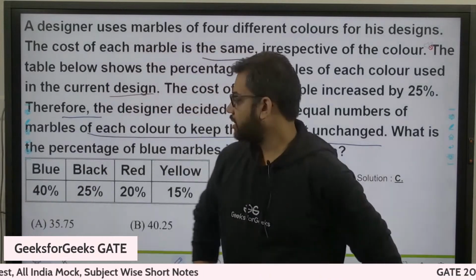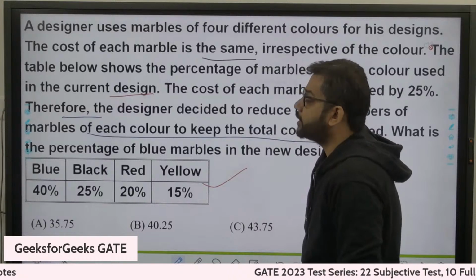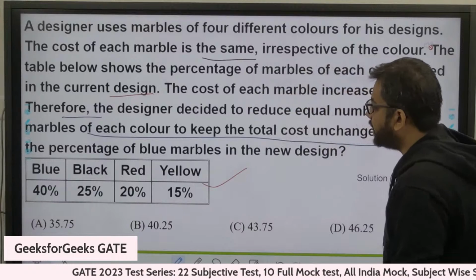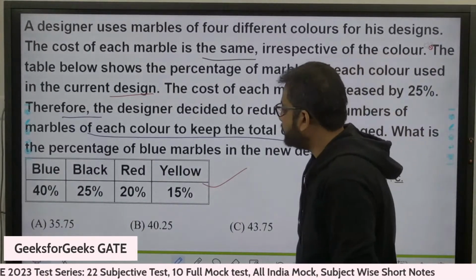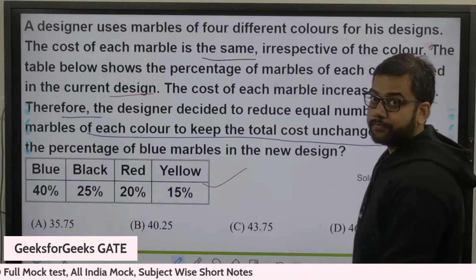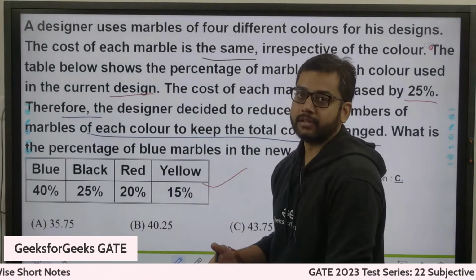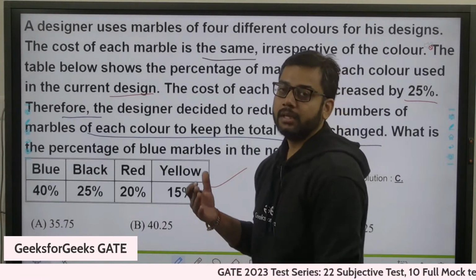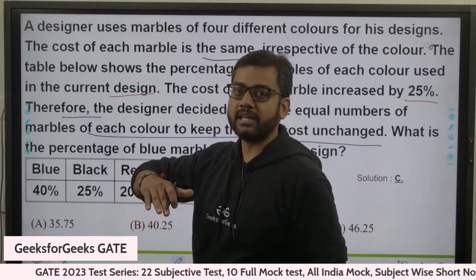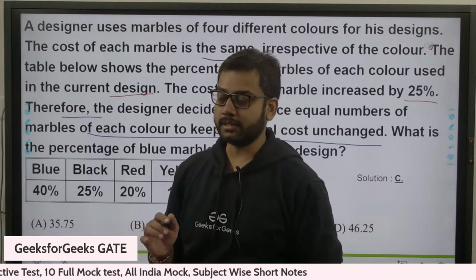Okay, this is the current design. In the current design we have four colors: blue, black, red and yellow. Now 40% is blue, 25% black, red is 20% and yellow is 15%. Now the cost is increased by 25%. So the designer wants to keep this unchanged. He doesn't want to affect the production, he doesn't want to affect the total outcome. So in that case, definitely if the price increases, he has to reduce his production. Do you agree with me on this or not?